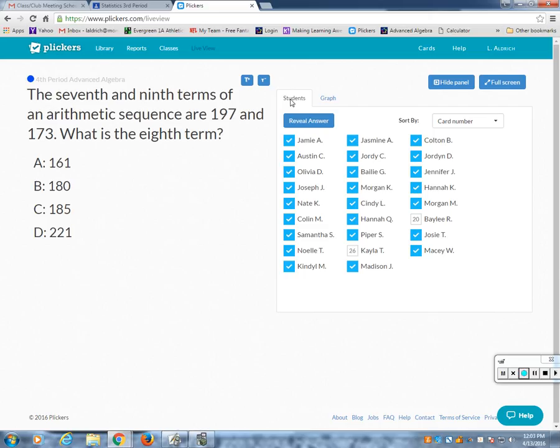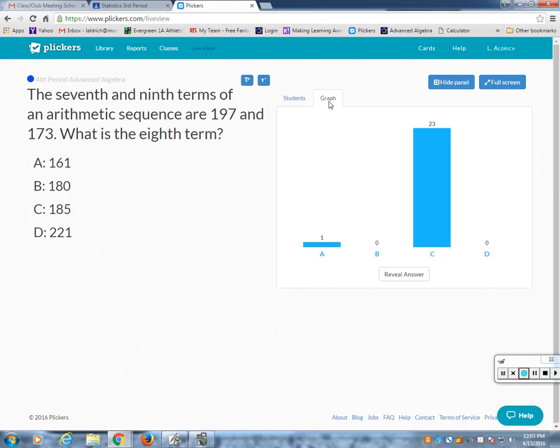So Maddie said it right from the beginning. Since we're only missing one term, you can just add those together and divide by 2. You're basically taking the average, and that works out to be 185.